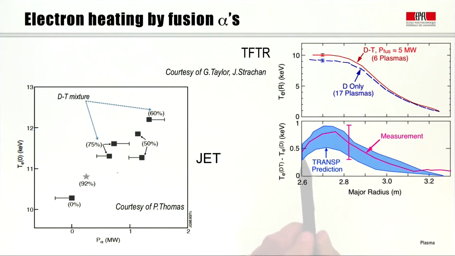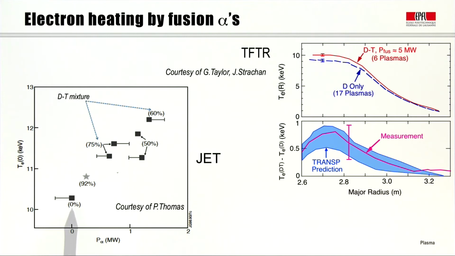If we take the difference between the DT case and the pure deuterium case, this difference appears, of course, in a much more clear way. And you can see that that difference occurs more in the core of the plasma, where the alpha particle power is deposited. A similar experiment was performed at JET as well. Here we plot the results in a somewhat different way: the core electron temperature as a function of the alpha particle power from the fusion reactions.